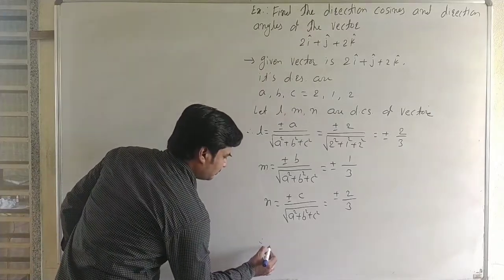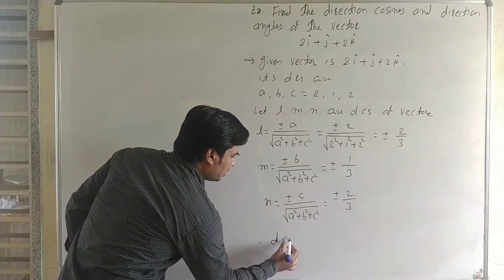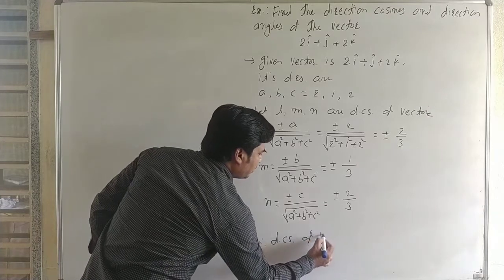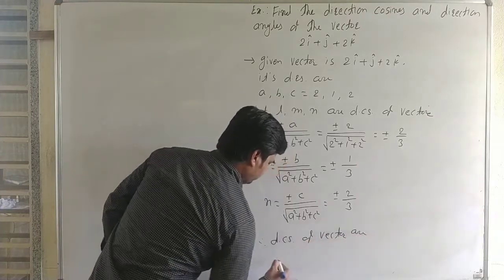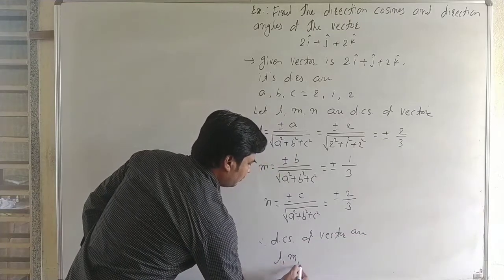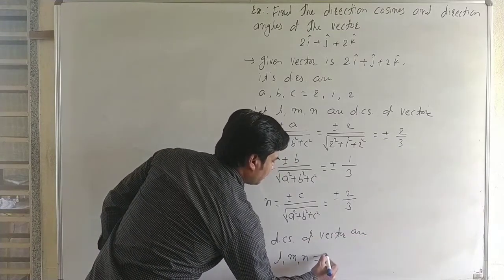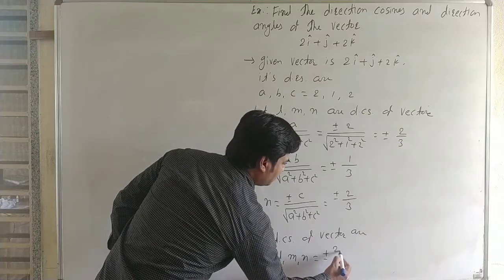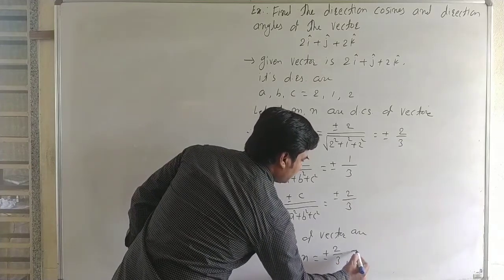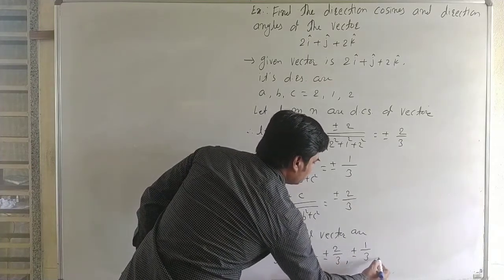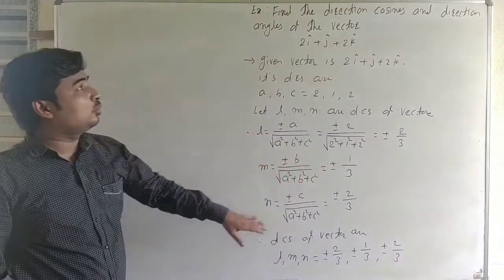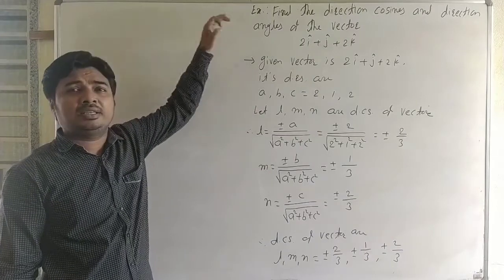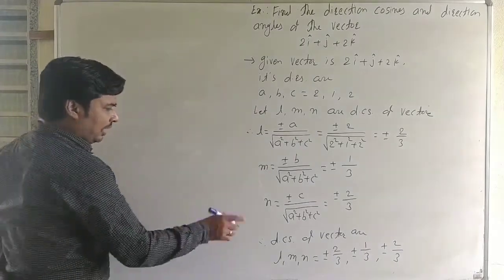Therefore the direction cosines of the vector are L, M and N, that are plus or minus 2 by 3, plus or minus 1 by 3 and plus or minus 2 by 3. Now we find the direction angles. L, M and N.